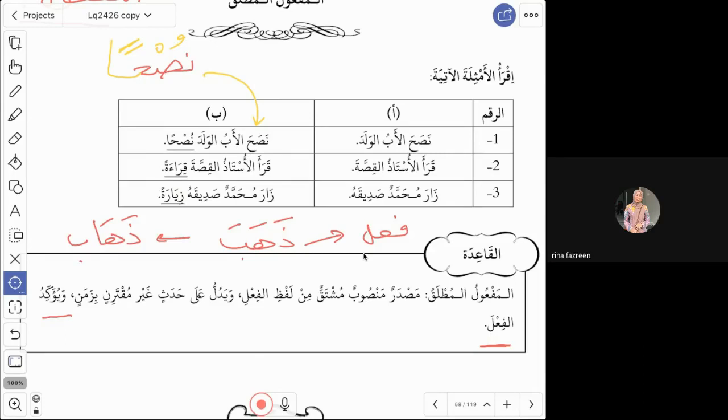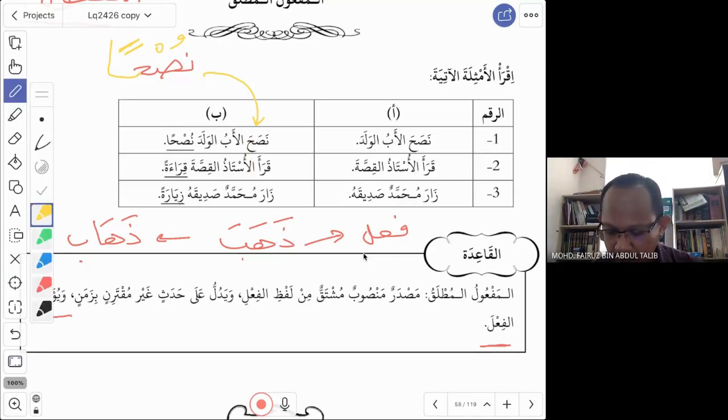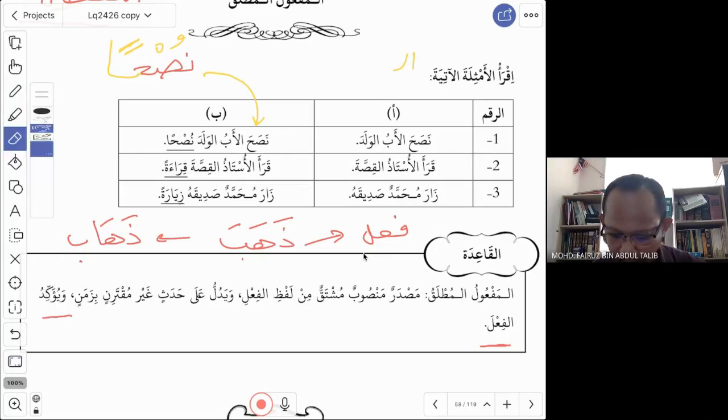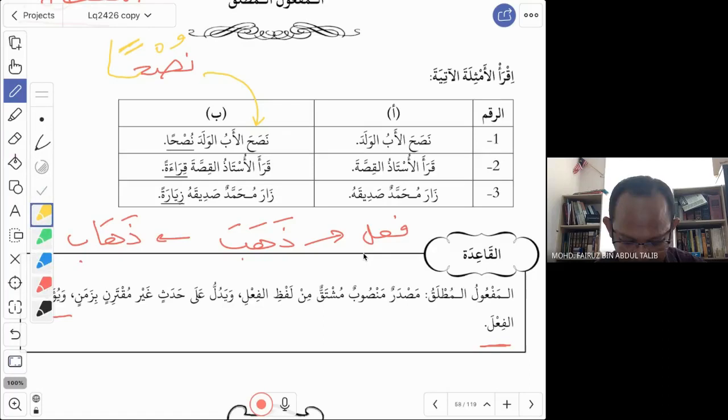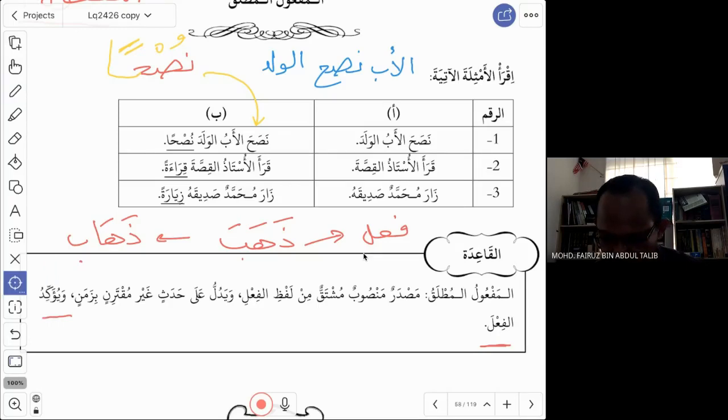Ya. Saya depan itu kena katakan start daripada fa'il ke? Ataupun boleh kalau kata nama dulu. Boleh, it's okay. You can also write al-abu. Instead of nasaha al-abu al-walada, you can also write al-abu nasaha al-walad. But even though this is now a jumlah ismiyah and this is a jumlah fi'liyah, that is not a problem.